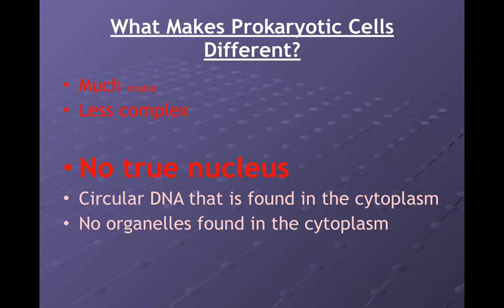They're much smaller than eukaryotic cells. They're less complex, so we think of them as being more primitive. And the biggest one right here in bigger font is that there's no true nucleus. So they have what's called circular DNA that's found in the cytoplasm, but they don't have these organelles that are found in the cytoplasm.